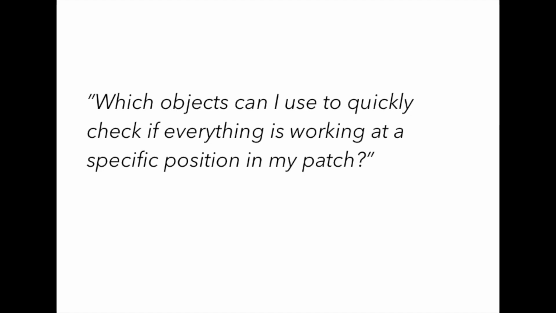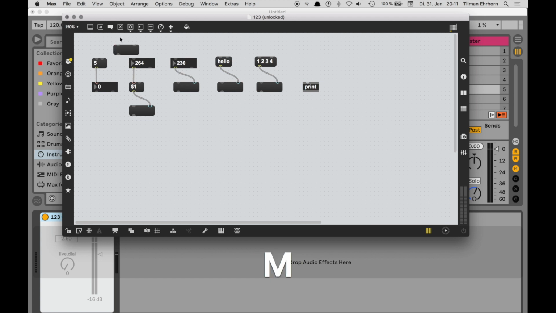Which objects can I use to quickly check if everything is working at a specific position in my patch? The message object, shortcut M, can not only store predefined messages, it can also process variables. While the left input is needed for the latter process, which also directly outputs the entered message, some messages can be entered into the right input to either be transferred further later or just for being displayed.